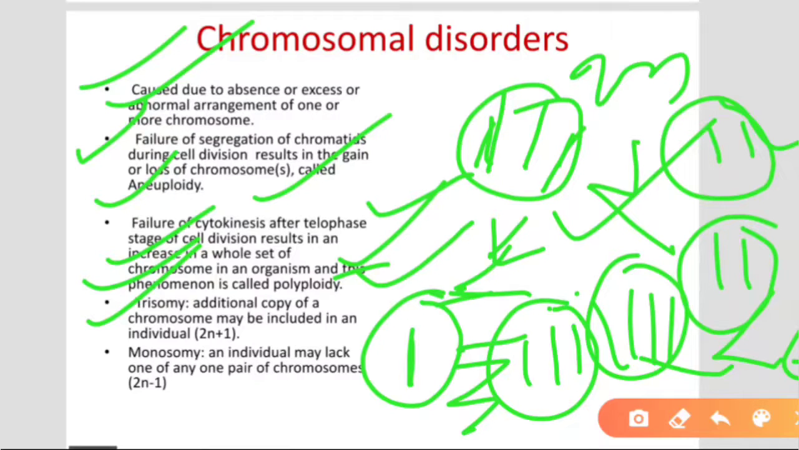And trisomy is an additional copy of a chromosome included in an individual. Any 2n plus 1, diploid plus 1, is called trisomy. Monosomy, 2n minus 1, is called monosomic, meaning one chromosome less than the diploid.